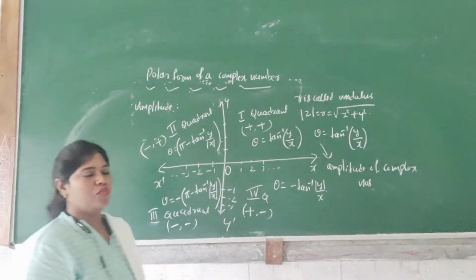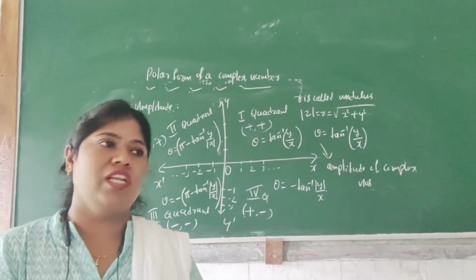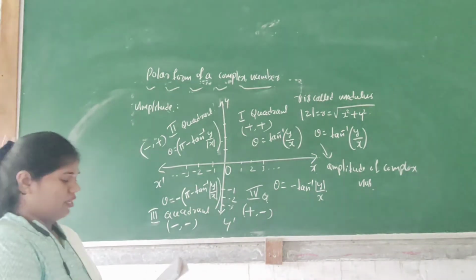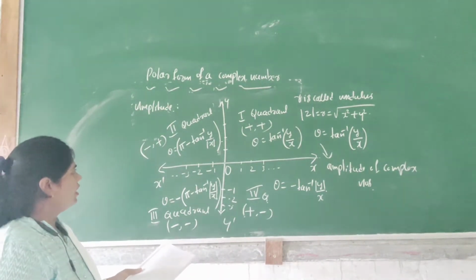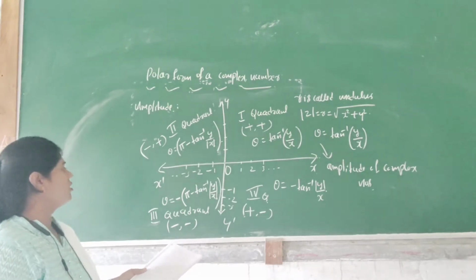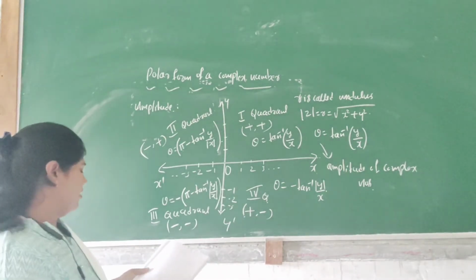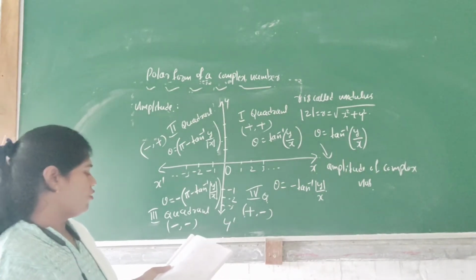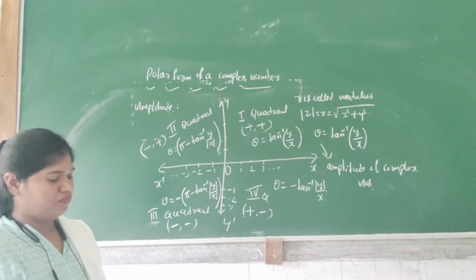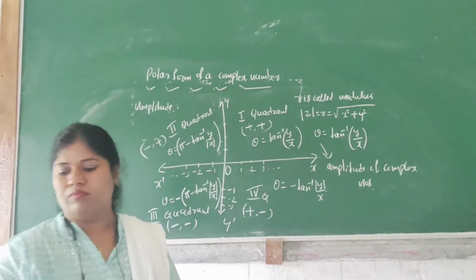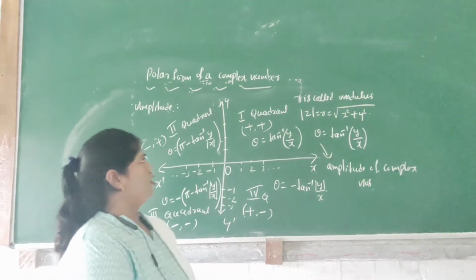These are the important four formulas. Theta is equal to tan inverse of y by x; pi minus tan inverse of y divided by modulus of x; minus of pi minus tan inverse of y divided by x; and theta is equal to minus tan inverse of y divided by x. Okay, this one is by quadrant.